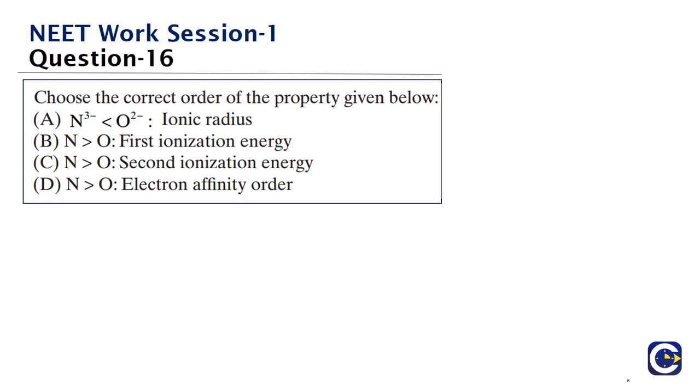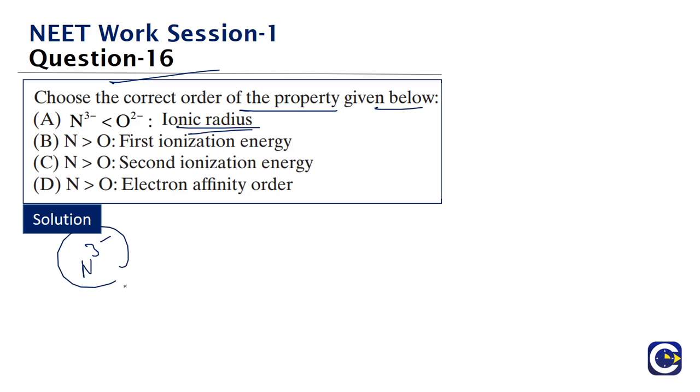Now we'll go on to the next one. So look at this. Choose the correct order of the property given below. So what are these? They are talking about different properties here. First one is what? Ionic radius. What are the given species? N3 minus. N3 minus means what? Nitrogen has gained 3 electrons. Nitrogen atomic number 7. Gained 3 electrons means 10 electrons.